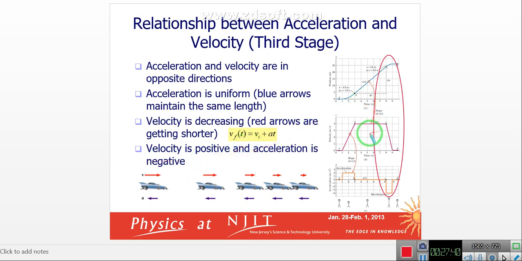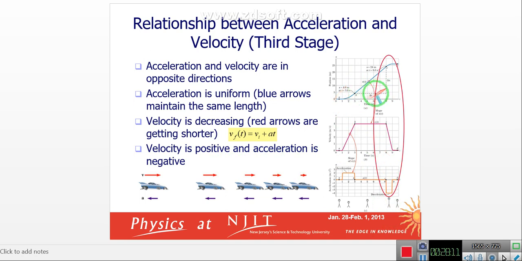So now at this stage, acceleration and velocity are in opposite directions. Why? If you can see here, acceleration is uniform, the blue arrows maintain the same length. Velocity is decreasing, and velocity is positive and acceleration is negative.